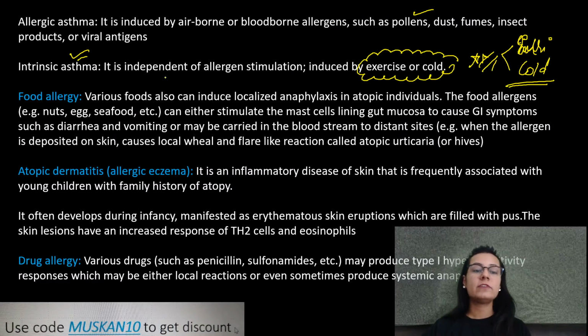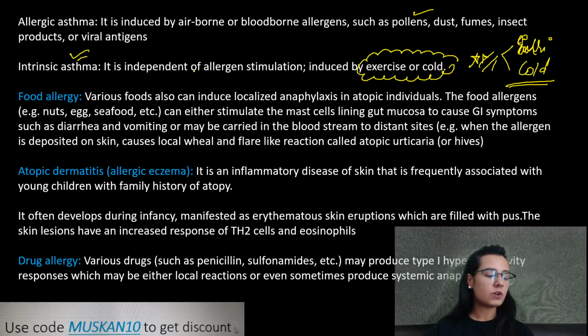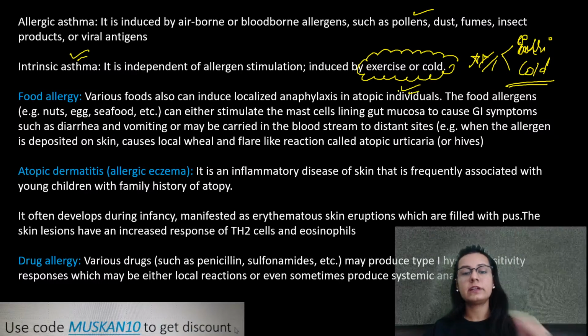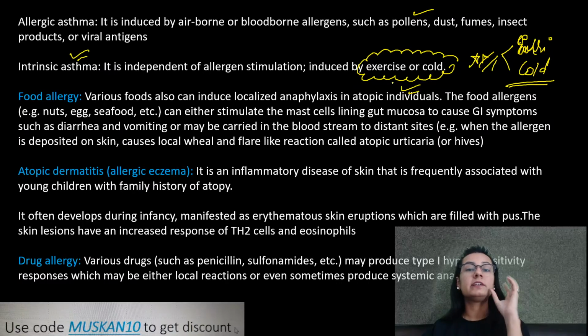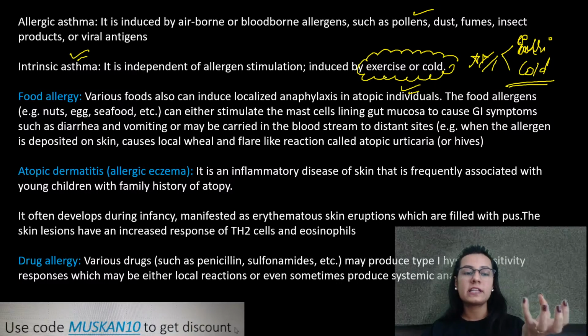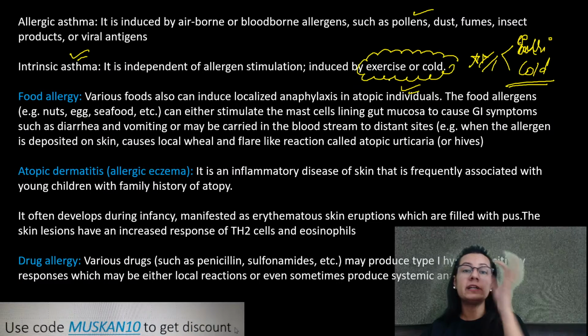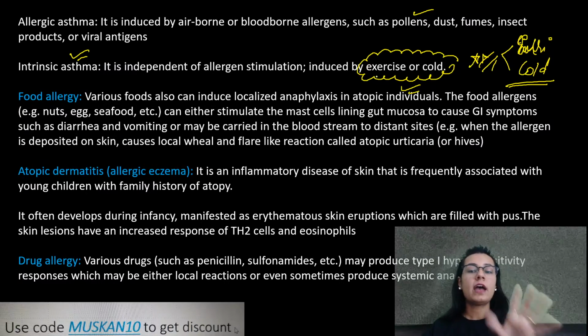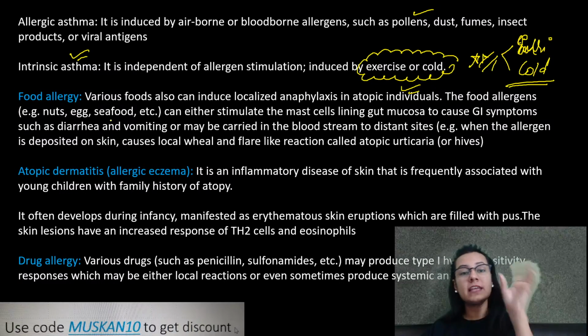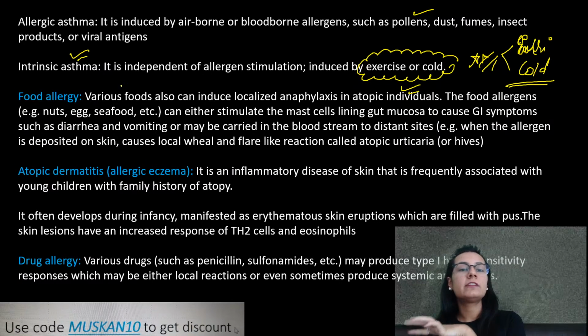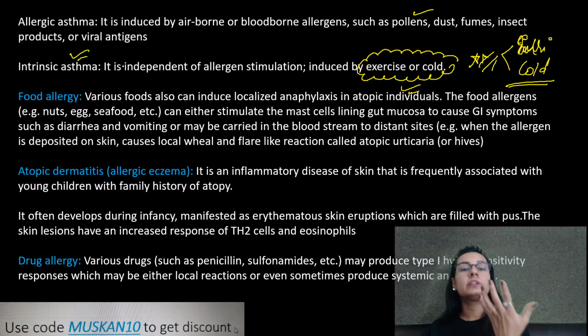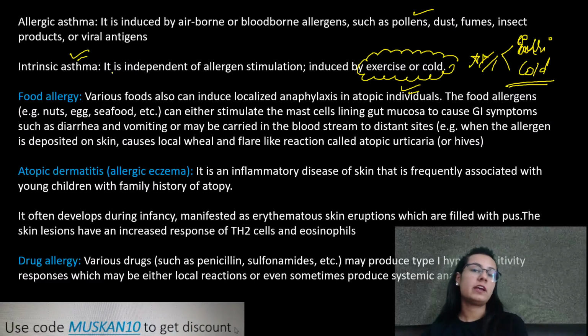Food allergy. Various foods can also induce localized reactions in atopic individuals. In atopic individuals, food allergies include nuts, that is some have peanut की allergy होती है, seafood की allergy. They can stimulate the mast cells lining the mucosa of the gut and cause GI symptoms, causing diarrhea and vomiting. And when the same allergen is exposed to the skin, this will cause wheal inflammation. क्योंकि अगर अपन खाएंगे so they will show the symptoms of the gut with diarrhea, and when exposed to the skin, they will show the wheal and flare signs, right?